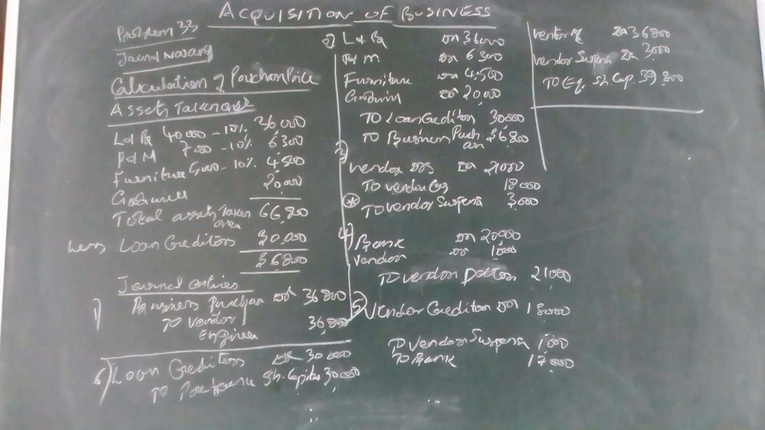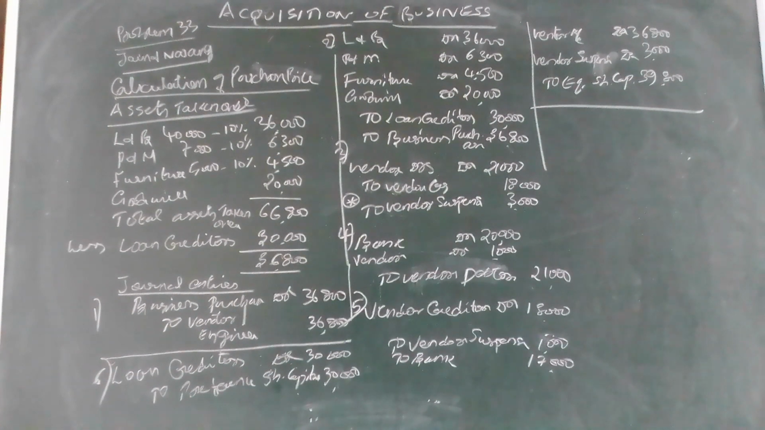First step, we have to calculate the purchase consideration. For that, we are given with the revised values for the assets taken over. Land and building is taken over with a less 10%, plant and machinery with a less 10%, furniture is also with less 10%, and anticipated goodwill is also given in the adjustment, so we are taking. Since the revisions for the fixed assets are given, we have to calculate the purchase consideration based on asset basis, not the payment basis.